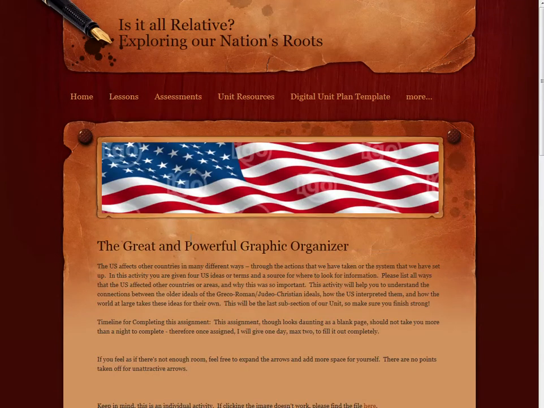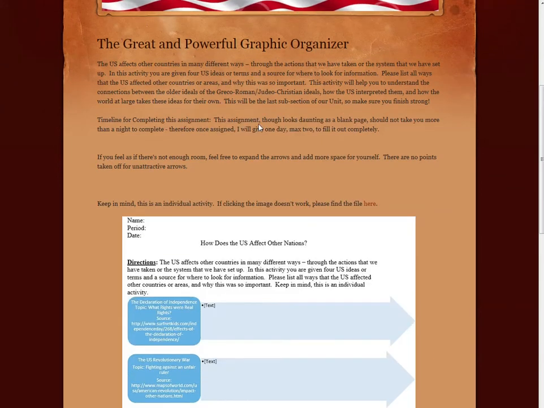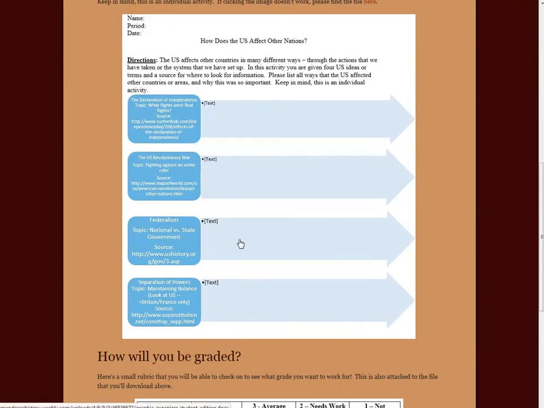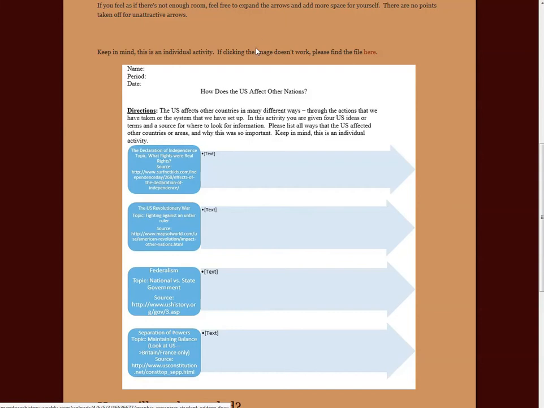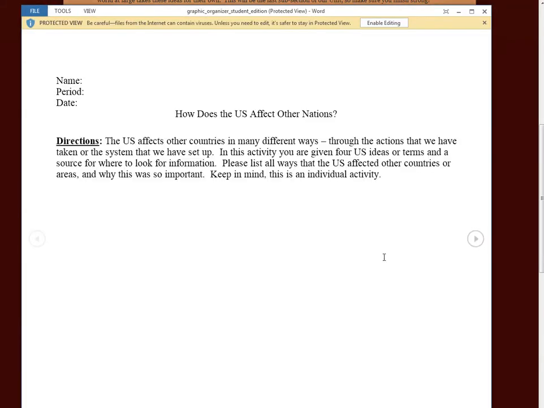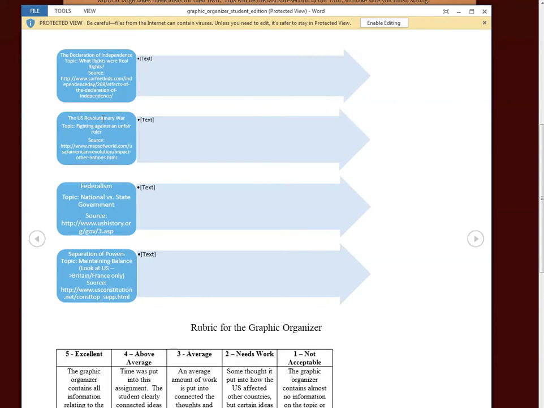My third lesson is the Great and Powerful Graphic Organizer. So this is the third substandard and talks about how the U.S. affects other nations. Here I have the image hyperlinked with the graph, so that way they understand it more. And then I also have a link above. But this one, it also has sources with them. So it has sources with each topic, and underneath the topic they would write how that idea or ideal affected other countries based on what the article said.